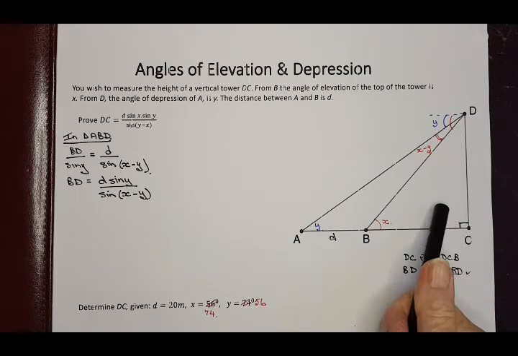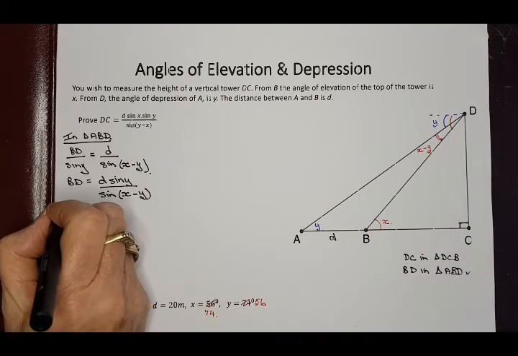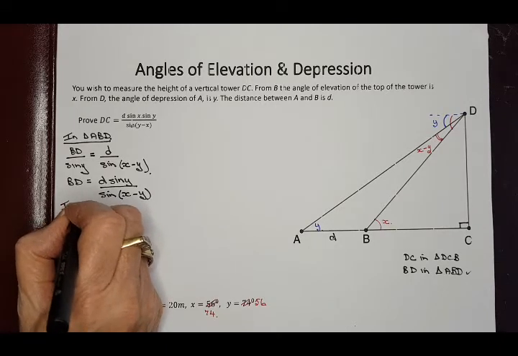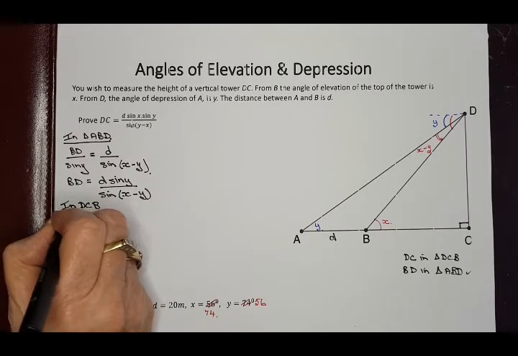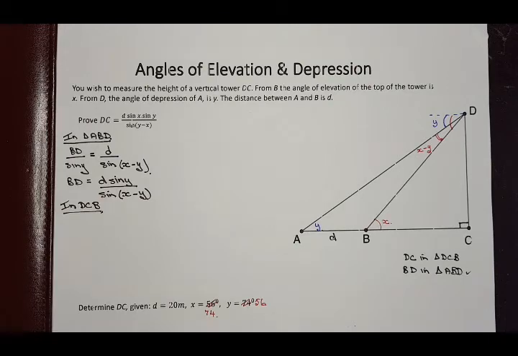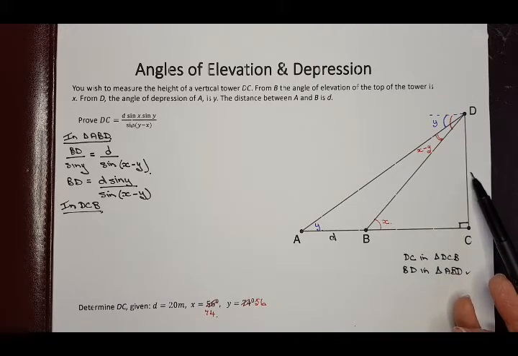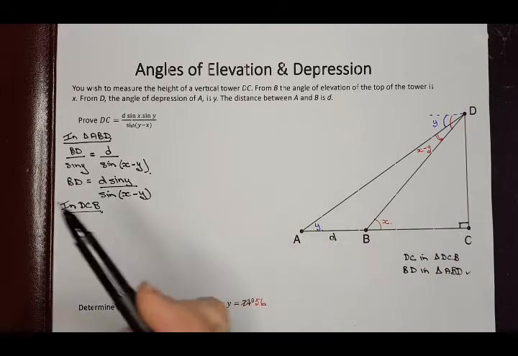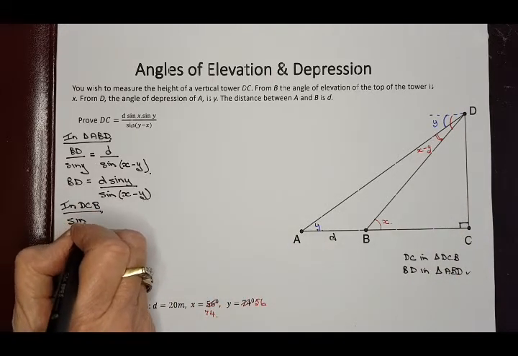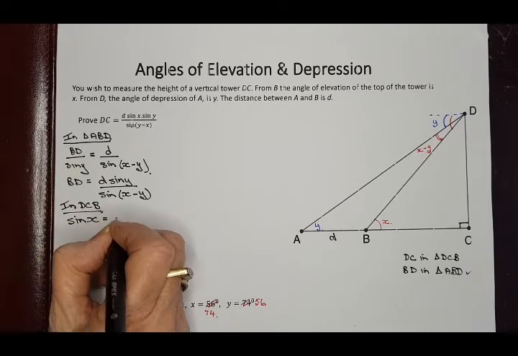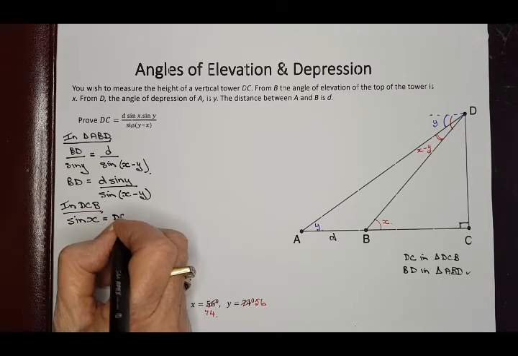So now I can move on to working in the other triangle. So now I'm in triangle DCB. In triangle DCB, that happens to be a right angle triangle. Now you can use the sine rule if you want to, but it's actually much easier to say, right, I'm going to work with angle x. What am I looking for? My opposite. What have I got? My hypotenuse.